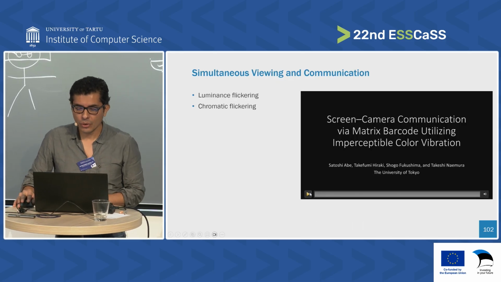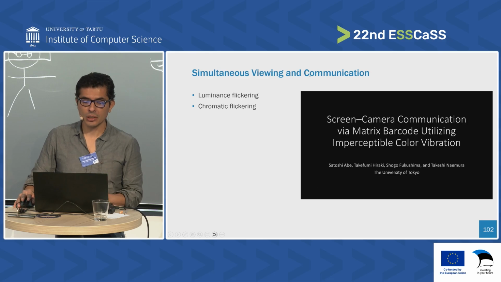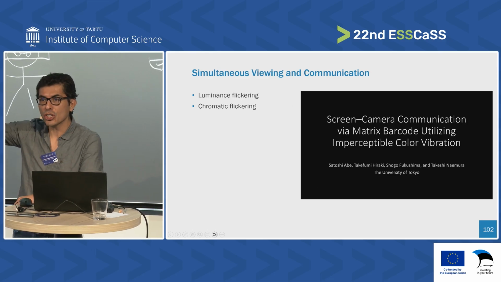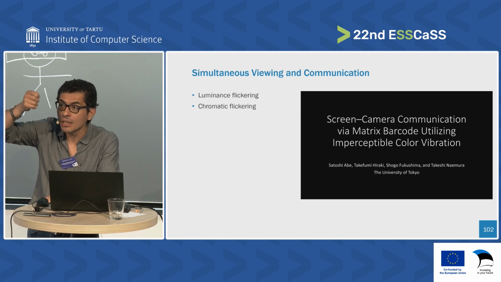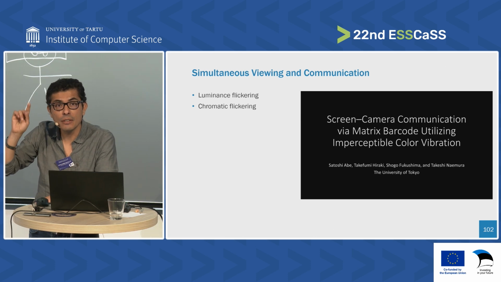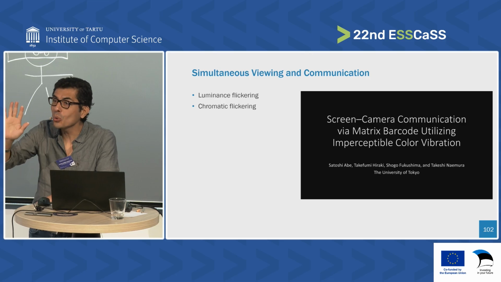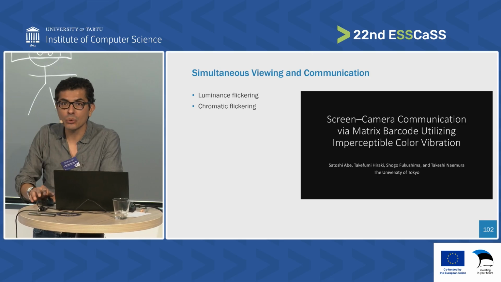Look at this video, and then you will understand the concept between luminance flickering and chromatic flickering. There's a difference between just changing light on and off, so you get the average intensity, to changing colors. In this video, you will see that there's a QR code embedded, but it's invisible to the human eye.